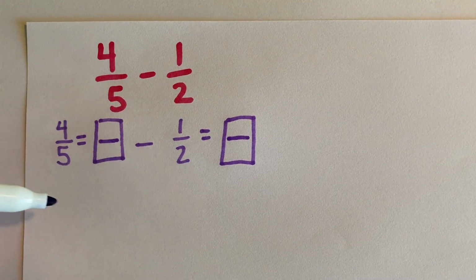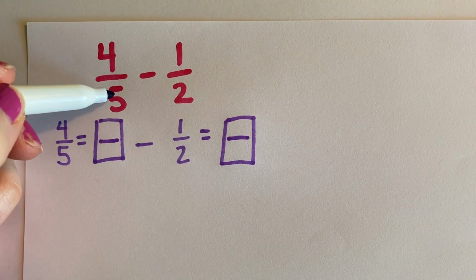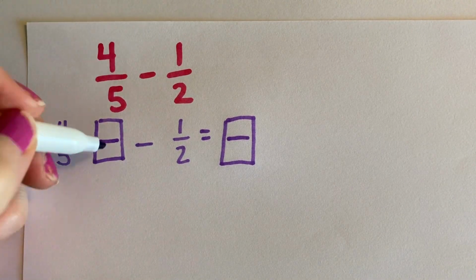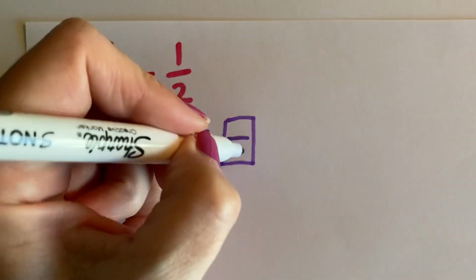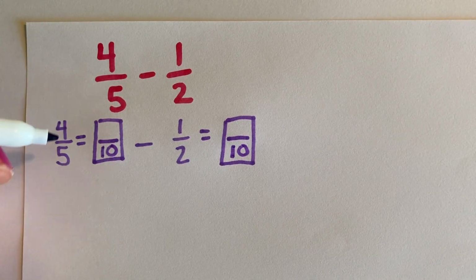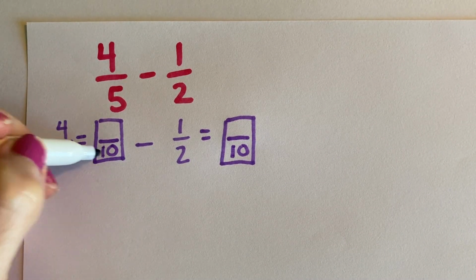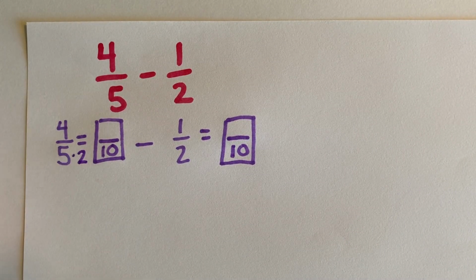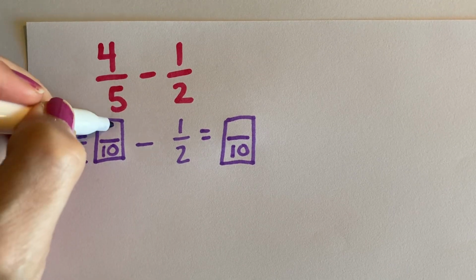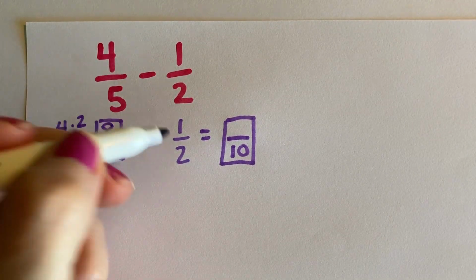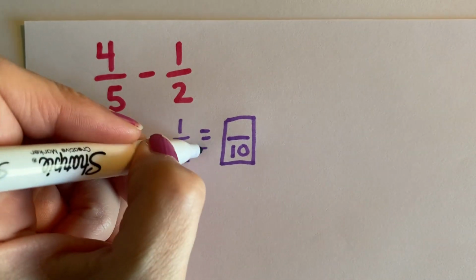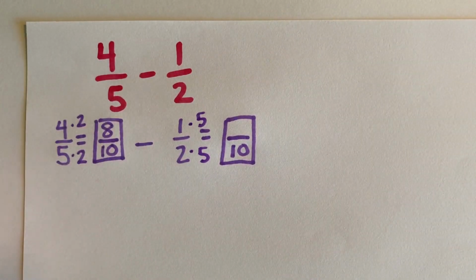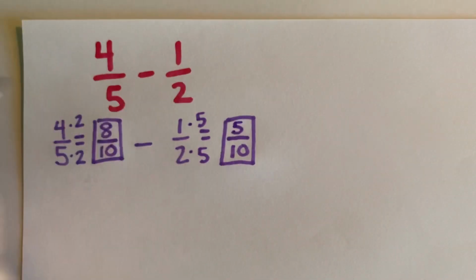Okay, now we need our common denominator. So let's take 5 times 2. Well, that's 10. So we're going to have a 10 here, 10 here. How do we grow a 5 to a 10? We multiply by 2. 4 times 2, 8. How do we grow a 2 to a 10? Times 5, times 5. 1 times 5 is 5.